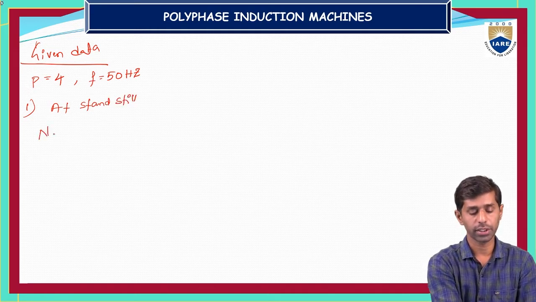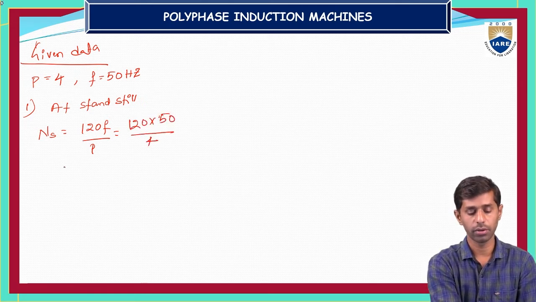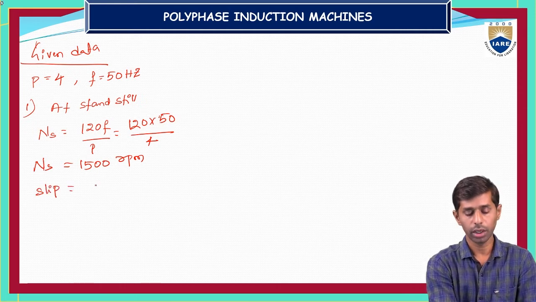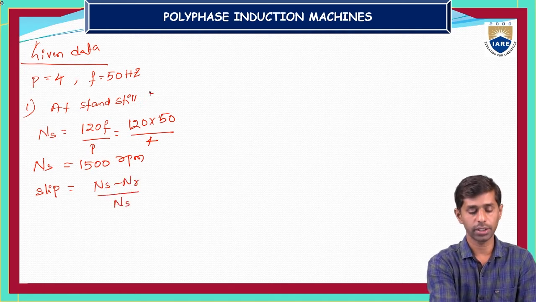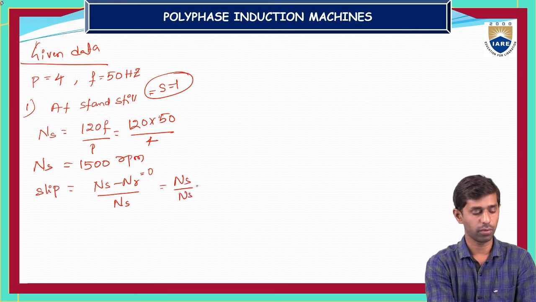Generally, the expression for synchronous speed is equal to 120 F by P. This is 120 into the frequency, 50 Hz, and the number of poles is 4. It becomes 1500 rpm. That is the synchronous speed of the rotating magnetic field, 1500 rpm. Now calculate slip, equal to (Ns minus Nr) by Ns. At standstill condition, Nr equals 0, so Ns by Ns is equal to 1.